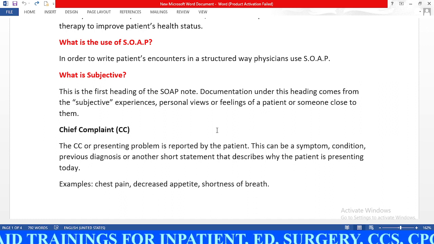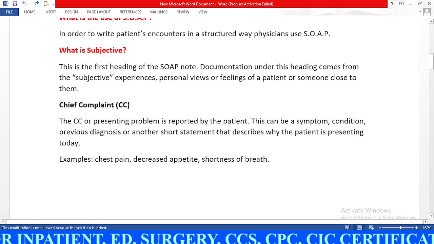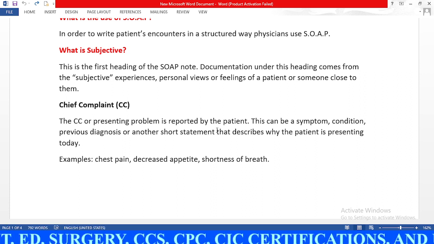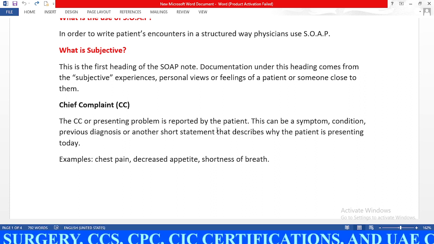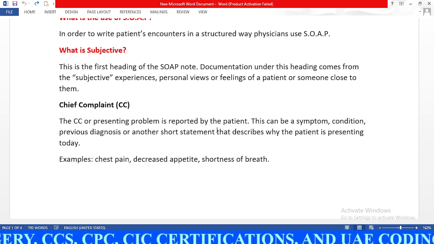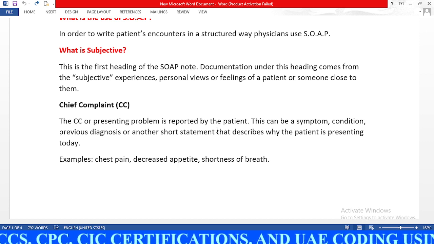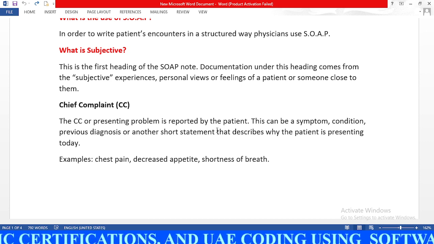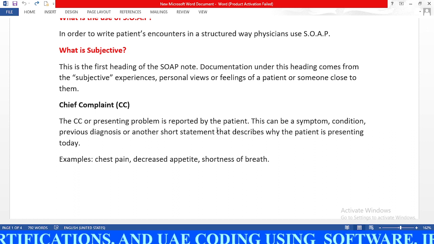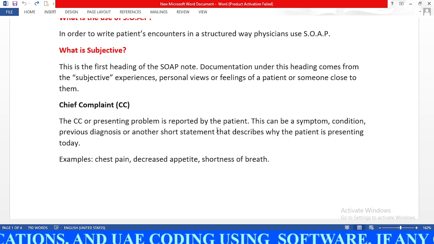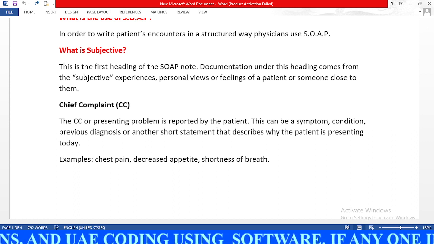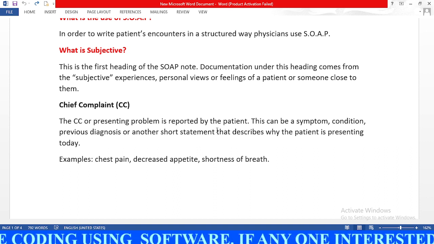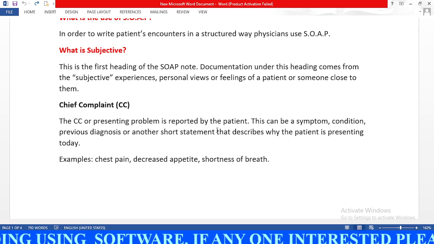Now we are going to learn the four constituents of SOAP, and the first one is subjective. Subjective is the first heading of the SOAP note. Documentation under this heading comes from the subjective experiences, personal views or feelings of a patient or someone close to them. Basically, this subjective section contains views or feelings of a patient, which will be dictated or informed by the patient or someone else close to the patient.